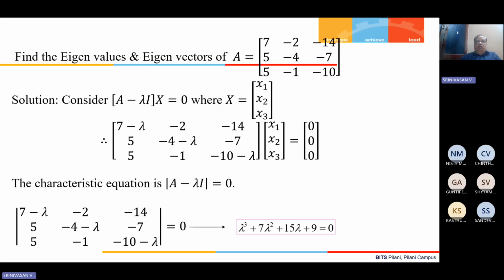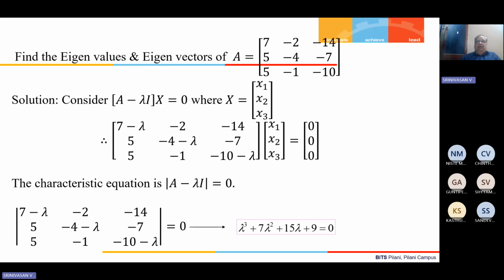So you will have minus 4 minus lambda into minus 10 minus lambda, minus plus 7, isn't it? Then the positional sign for the second element is minus. So it is minus of minus 2 plus 2 into the minor, which will be 5 into minus 1 minus 10 minus lambda, minus this, minus 35. So plus 35. And finally, the positional sign for the first row third column is plus. So it is minus 14 into what we have.